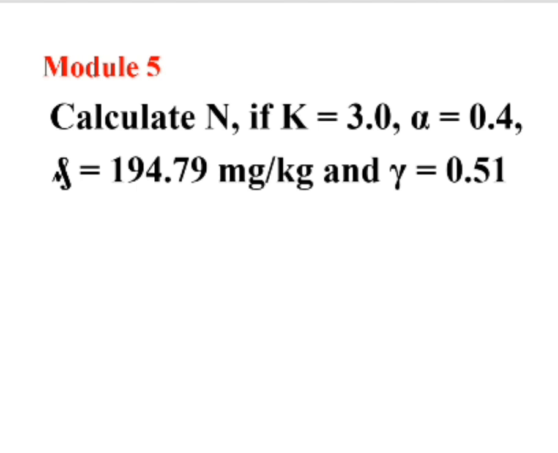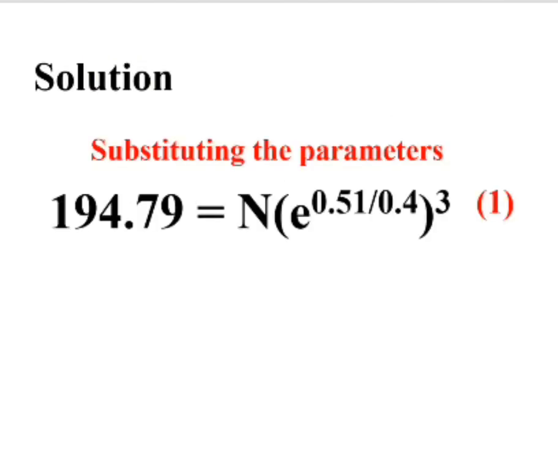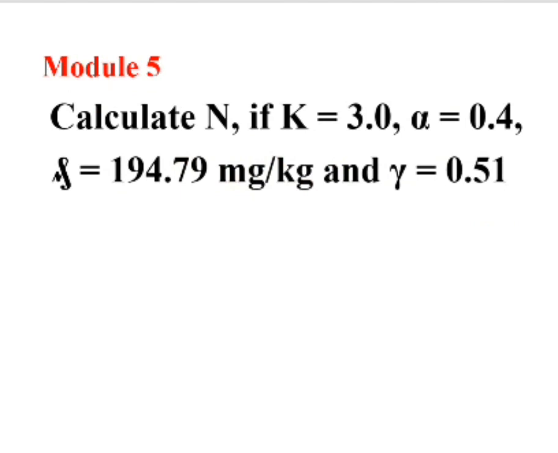Now, in model 5, we want to calculate the empirical constant N if K is known, which is 3.0, and the final solution pH is known as 0.4. The phosphorus removal concentration is 194.79 milligram per kilogram, and then the initial solution pH is 0.51.